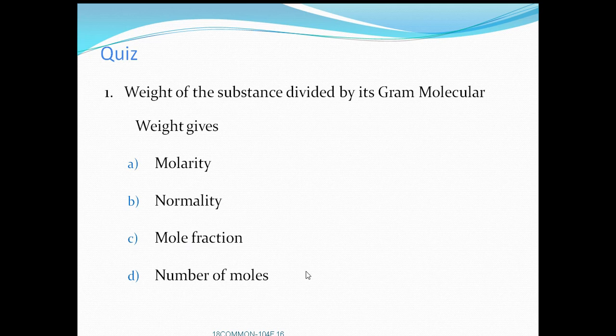Next, mole fraction. This is also an unknown term. So here, what is the number of moles? Number of moles means small n equal to W by GMW. Simply, what is the answer? Right? So the number of moles is the answer. This is the quiz question, the first question.